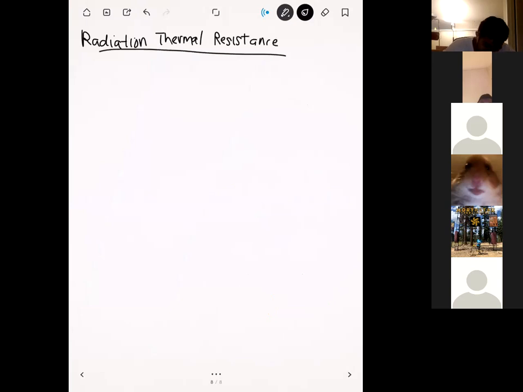All right. And so just to get us started, let's remind ourselves what we meant by conduction resistance. This is just a reminder or refresher. All right, and so for conduction resistance, we had a situation that looks like this.